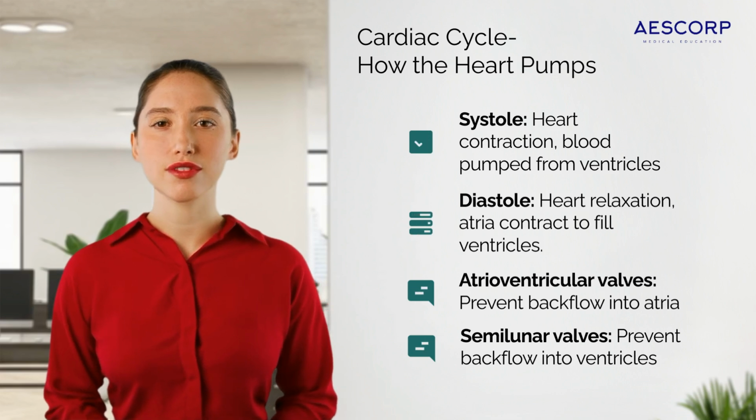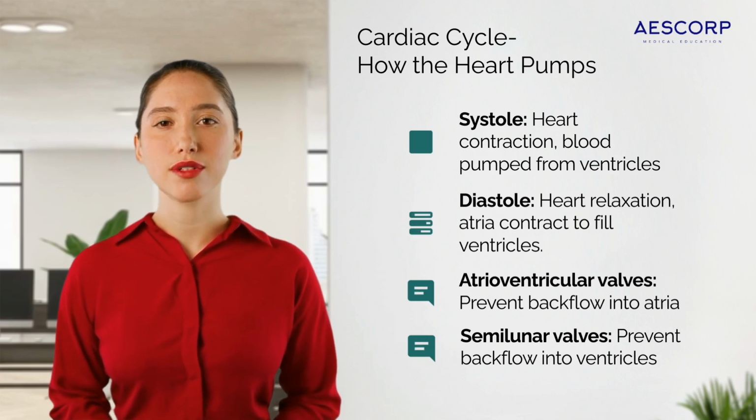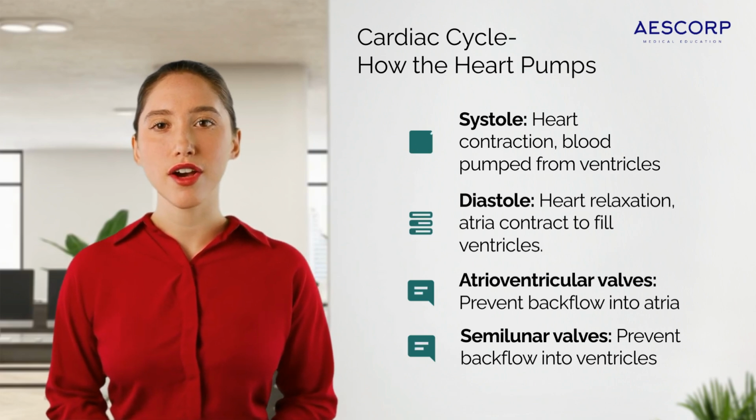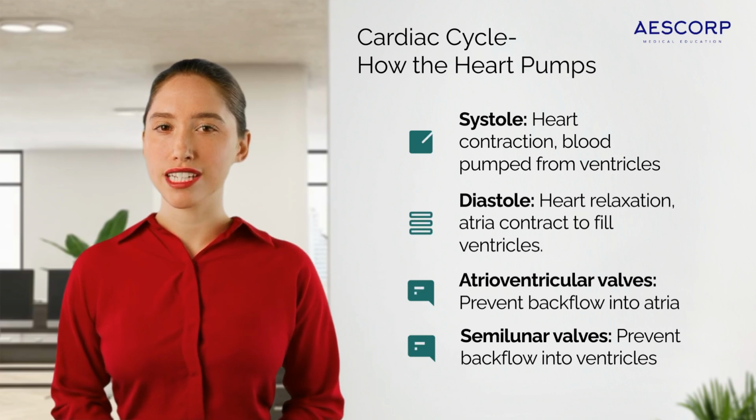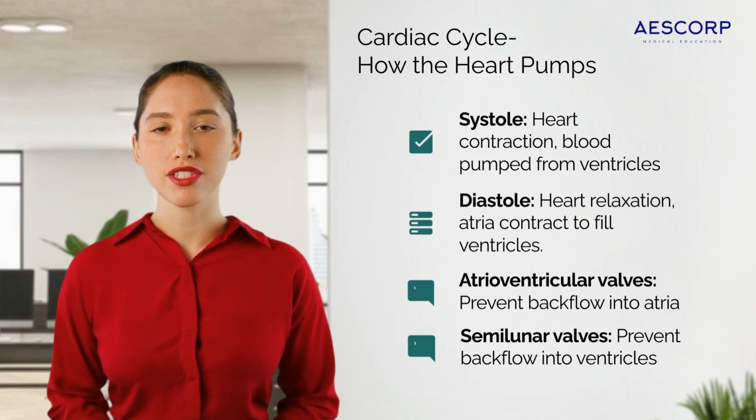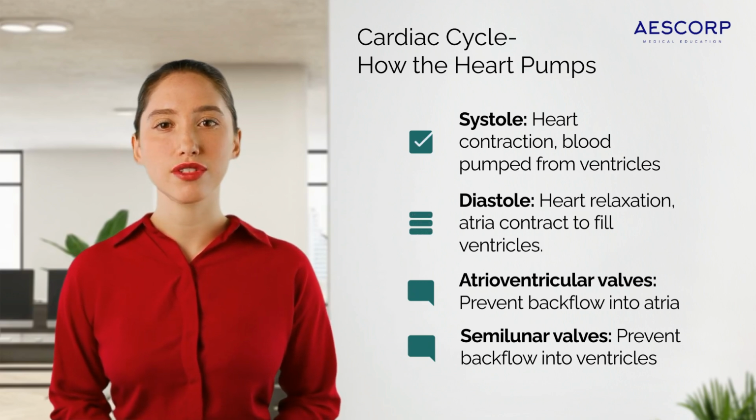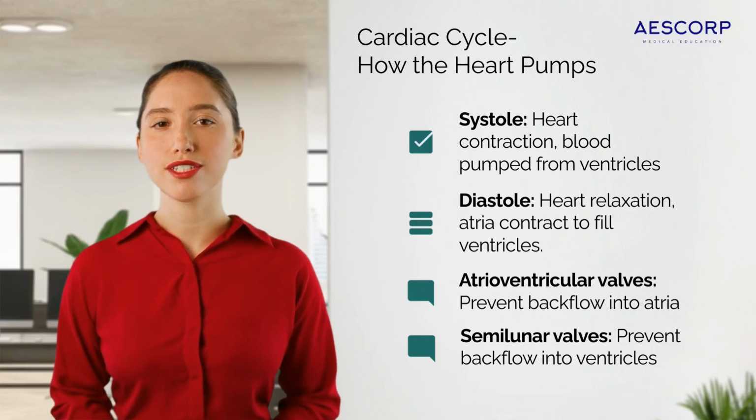During systole, the ventricular pressure rises, forcing the semilunar valves, pulmonary and aortic valves, to open. Blood is pumped out of the heart into the lungs and the body. During diastole, the heart fills with blood as the atria contract and the atrioventricular valves, tricuspid and mitral valves, open.